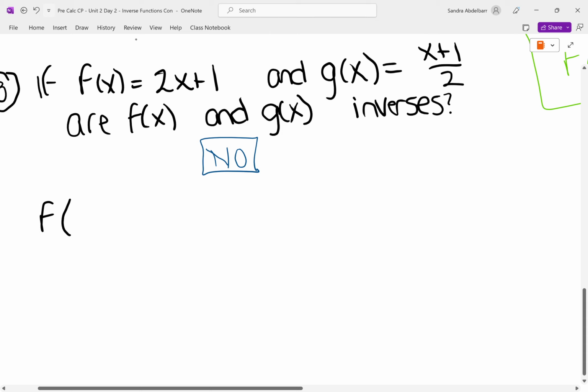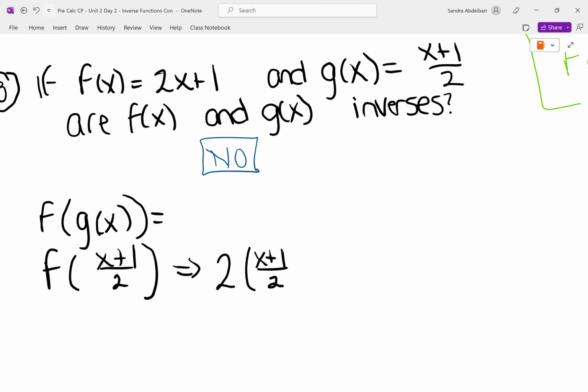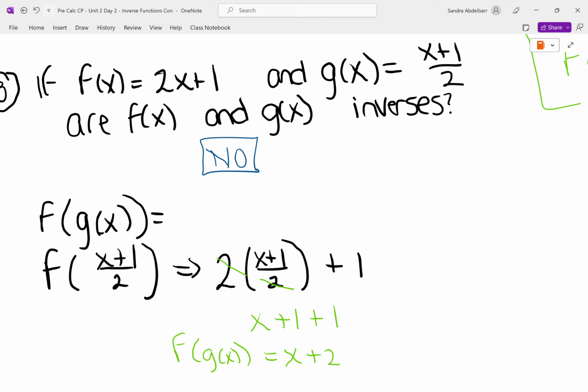So I'm going to first find f of g of x. And that's going to be f of x plus 1 over 2. So we're going to have 2 times x plus 1 over 2 plus 1. The 2's cancel. So then I'm left with x plus 1 plus 1. Well, what's 1 plus 1? 2. So this is saying f of g of x equals x plus 2.